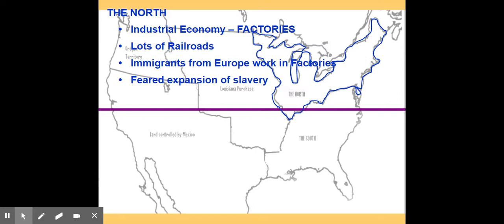It has lots of railroads. It has lots of immigrants from Europe to work in those factories, and it fears the expansion of slavery. And those immigrants are really the ones that fear the expansion of slavery because they don't want to lose their jobs. That would be a free workforce taking the place of a workforce that has to be paid. And by the way, they're not getting paid a bunch of money. And we're going to talk about that when we get to industrialization too, the discrimination in paychecks. Okay. So this is the North, industrial, lots of railroads, immigrants, and fears the expansion of slavery.